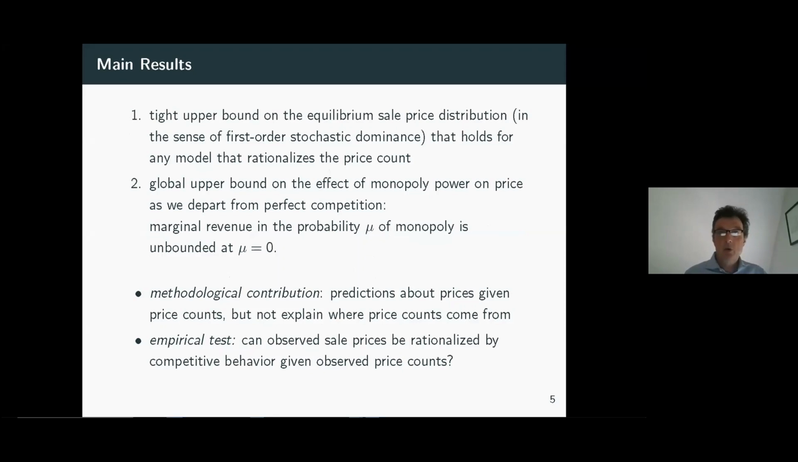Okay. So the results that I'm going to give to you today are essentially two. One is I'm going to give you a tight upper bound on what the equilibrium sales price distribution can be for any given fixed distribution on the price count.